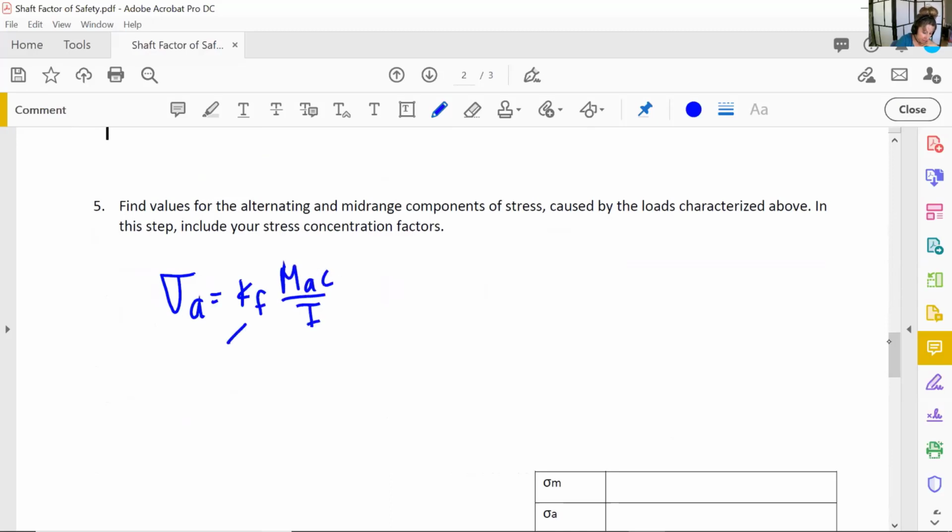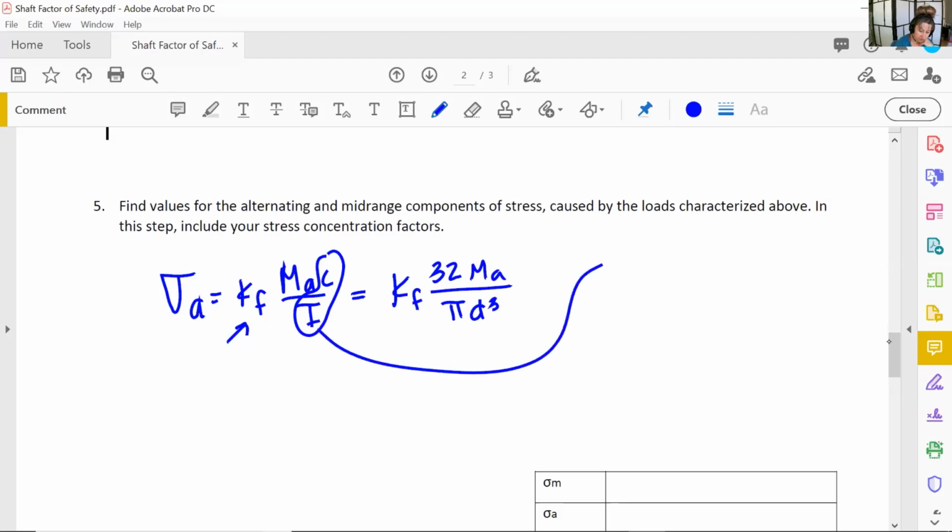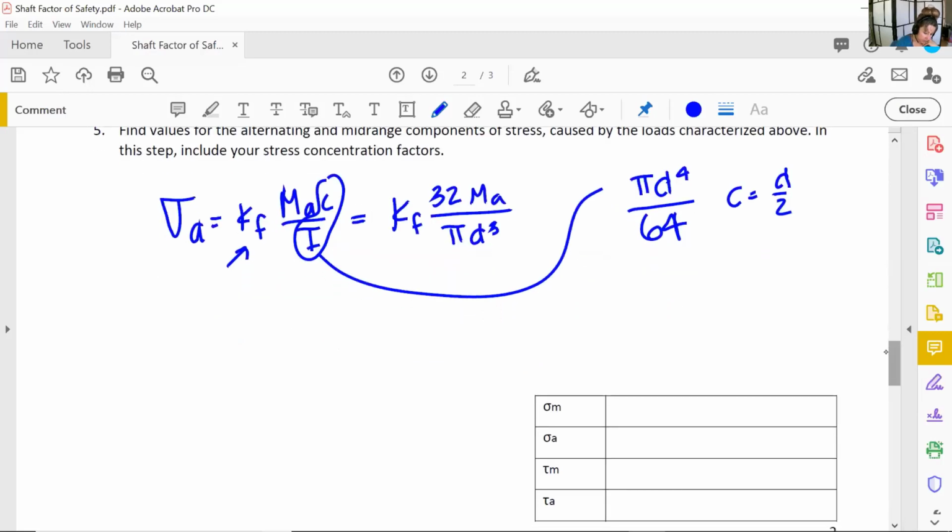So don't forget your KF. It's a super common mistake. And we can do a little simplification here. This becomes, okay, and this just is from the fact that moment of inertia is pi d to the fourth over 64. And then c is d over 2. So that's how that simplifies. Okay, and then for mid-range shear stress, KFS, for J.